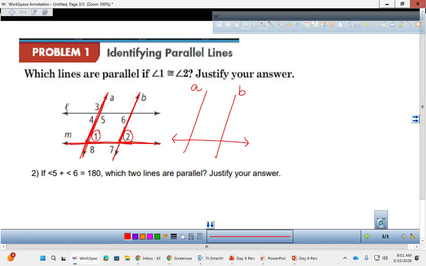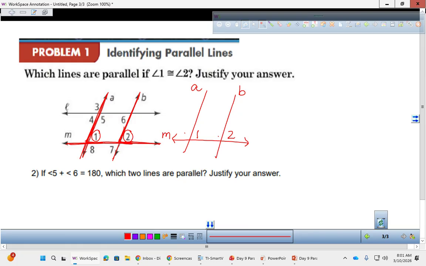Now, angle 1 is above line M, so it's in one of those two spots, and it's to the right of line A, so this is angle 1, right? And angle 2 is above line M, so it's in one of those two spots, and it's to the right of B, so that's angle 2. So now I have this picture without the extra stuff. All right, so if 1 and 2 are congruent, I'm telling you they're equal, right? So let's say angle 1 is 30 degrees, angle 2 is 30 degrees too. They're equal, okay? So which lines are parallel in this case?